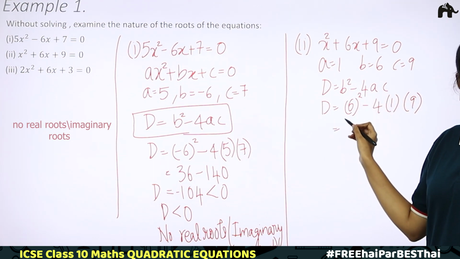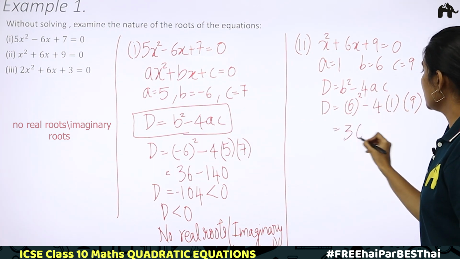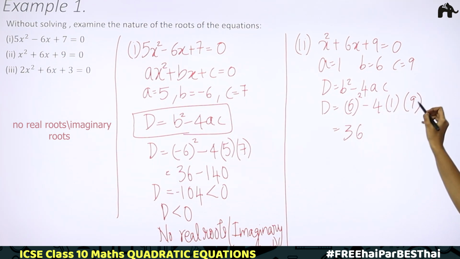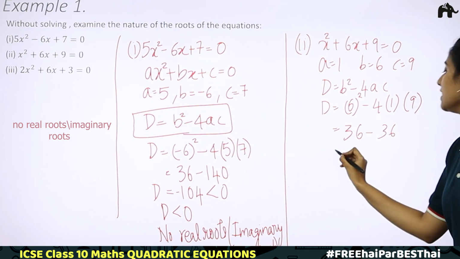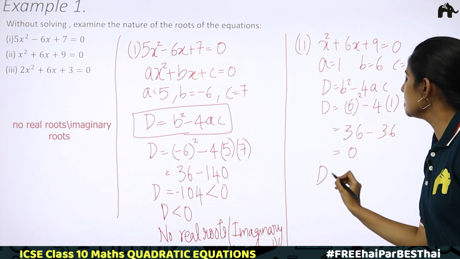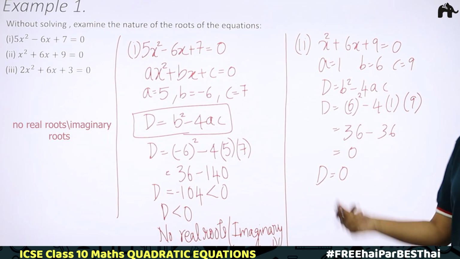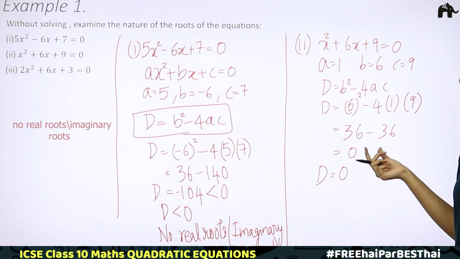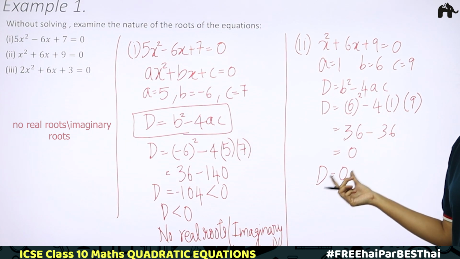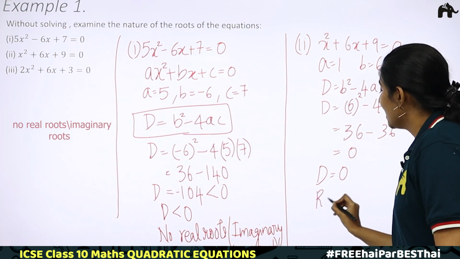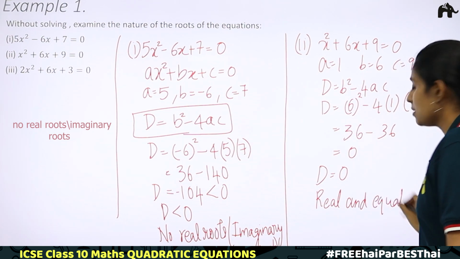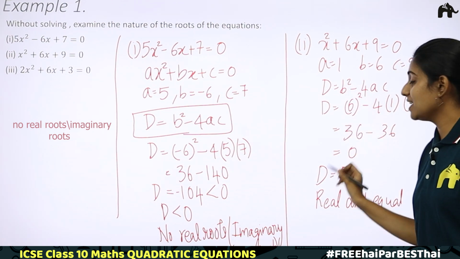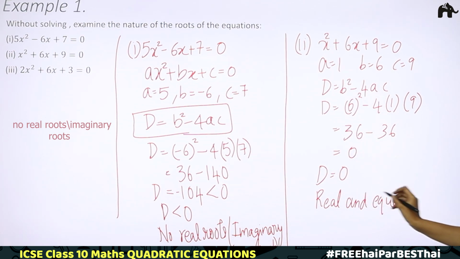What is 6 square? 36. 36 minus 4 into 9, minus 36. 36 minus 36 is equal to 0. Here discriminant is equal to 0. When discriminant is equal to 0, what can we say about the nature of roots? Correct. We have real and equal roots. Remember this table? When discriminant is equal to 0, we have real and equal roots.